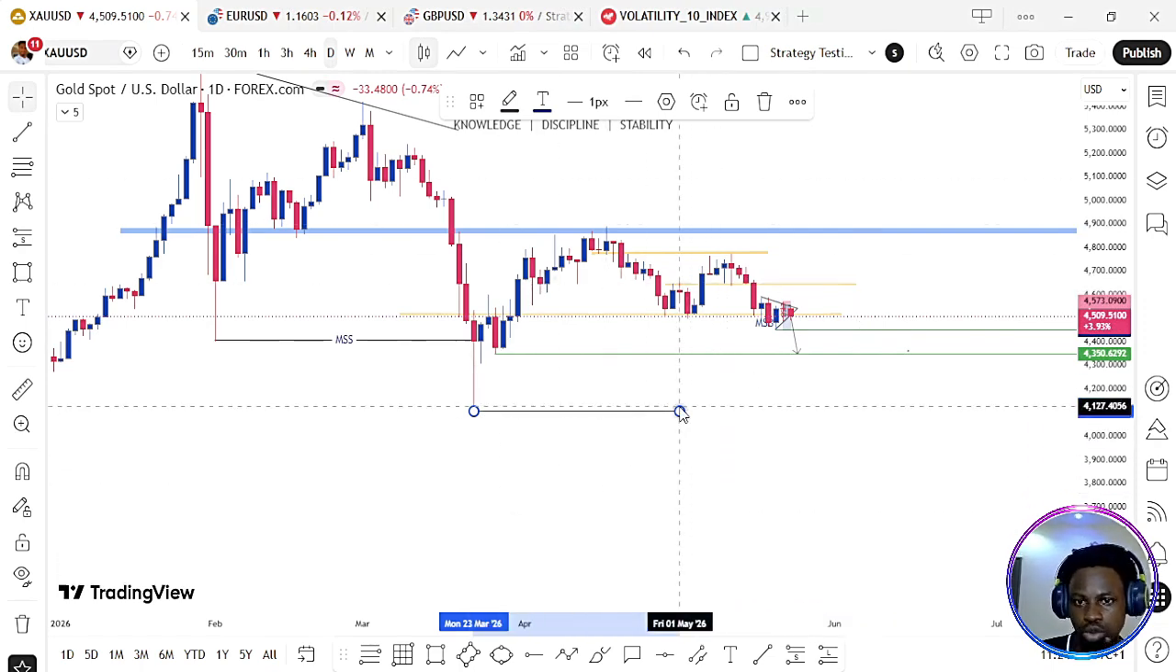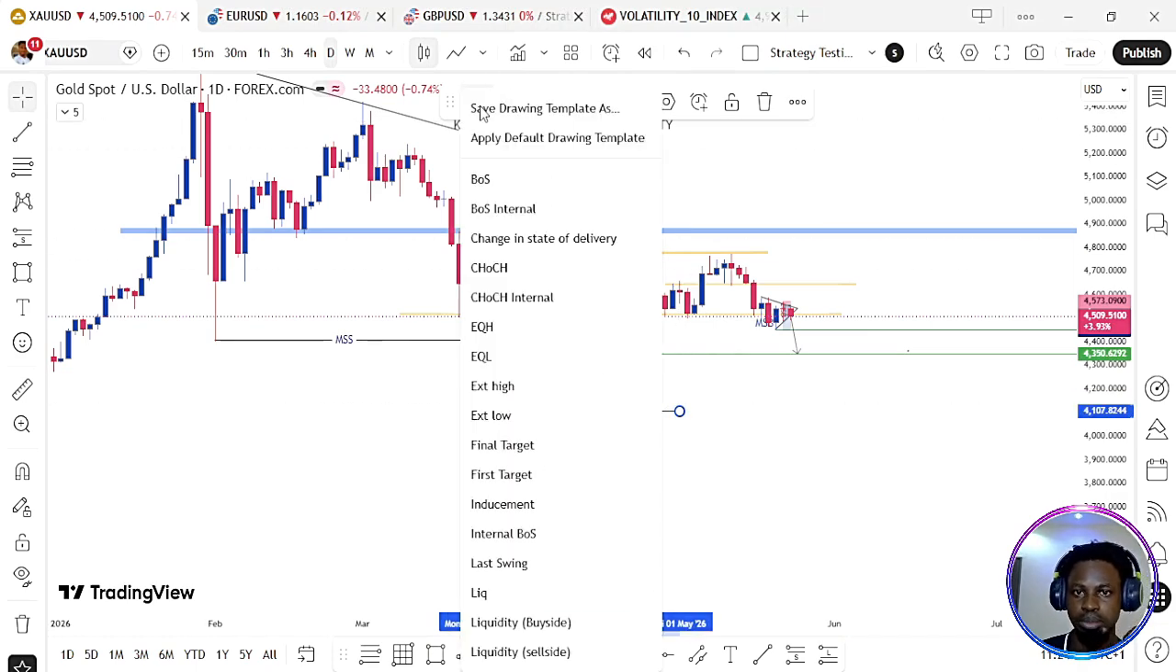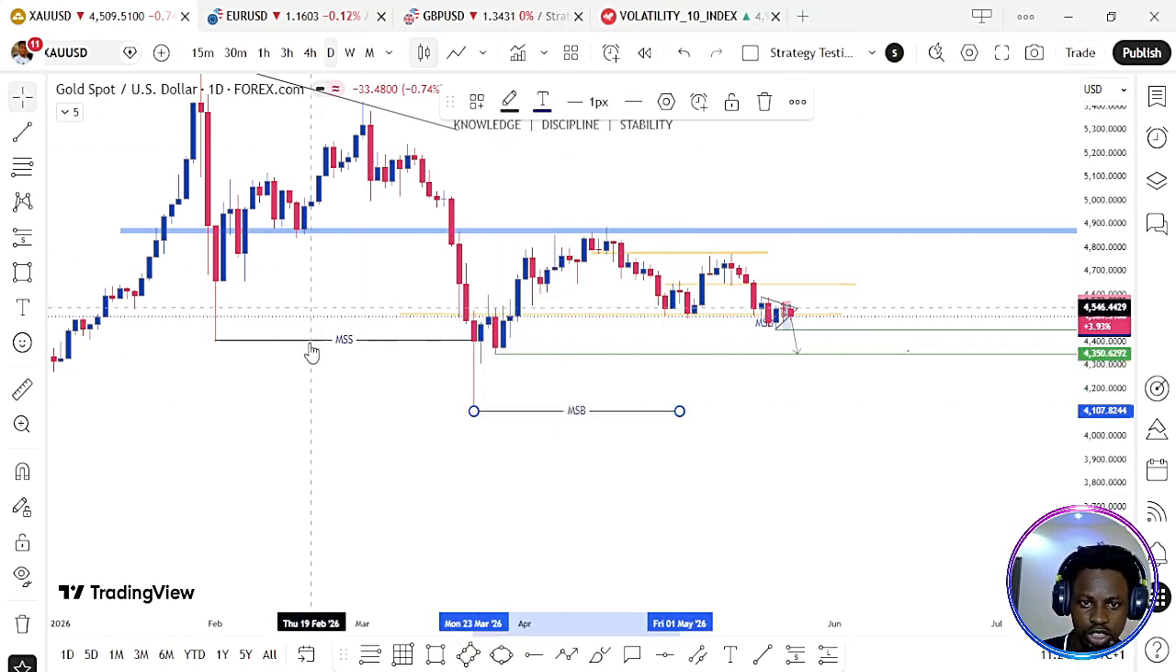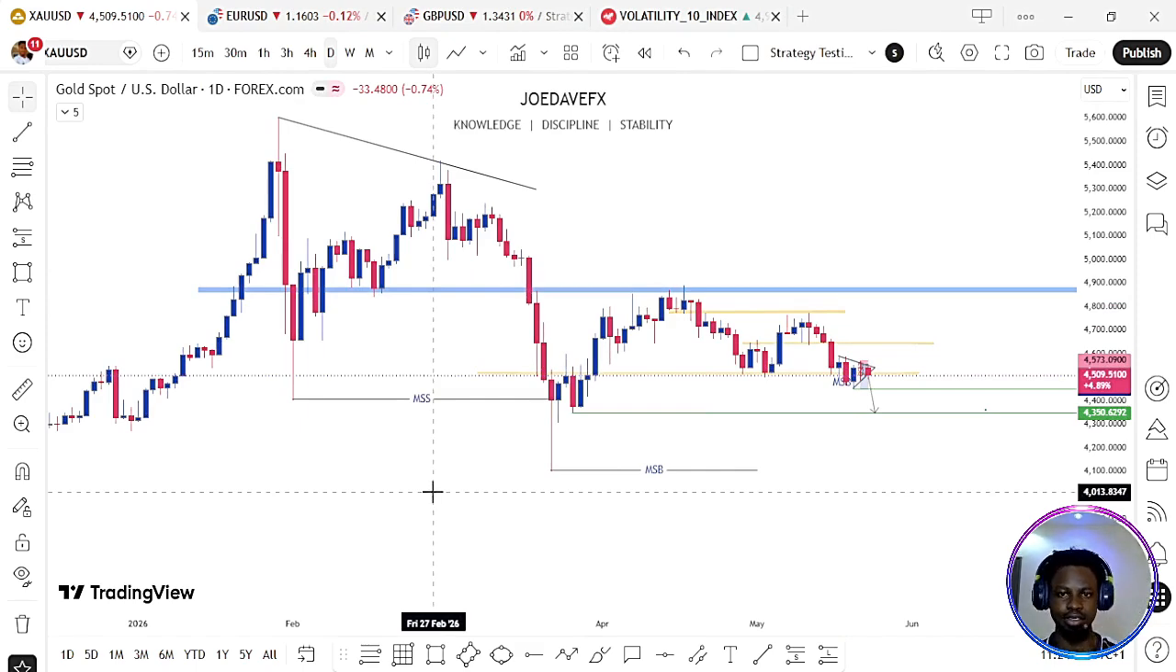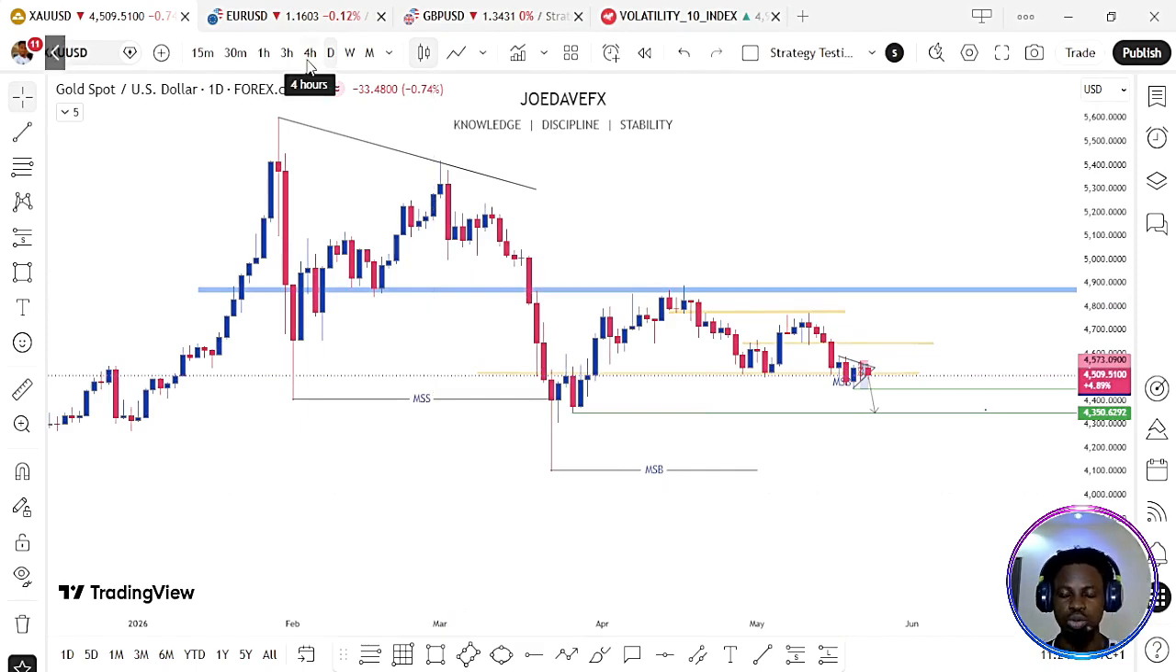Until we are able to take out this particular low, then we have a break of structure following the change of character we had here. Now, this is the daily time frame. If I go to the 4 hours time frame, that is where we start looking for entries and parameters we can use to get into this trade.